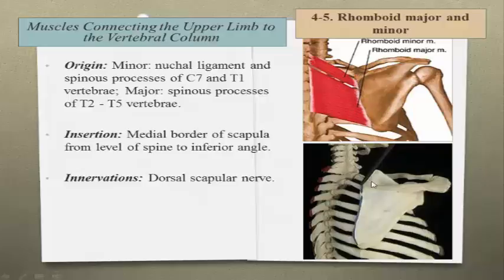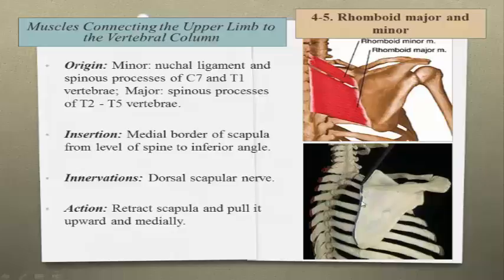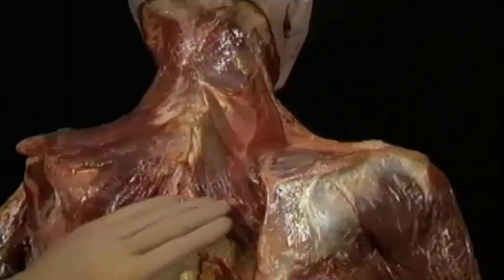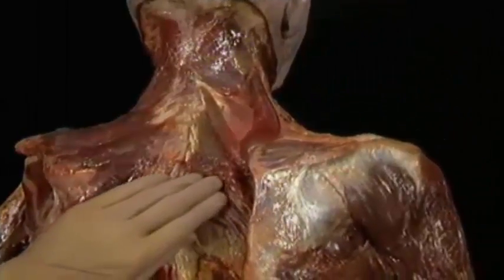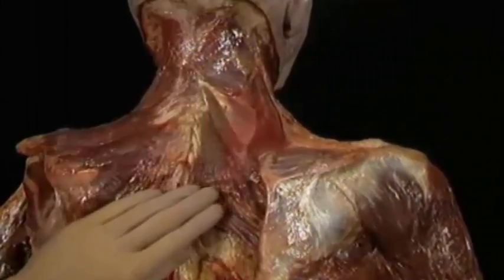You see the rhomboid minor inserts a little bit above, and the rhomboid major takes the lower part of the medial border of the scapula and inserts here. The dorsal scapular nerve supplies both muscles, and they have a double function. They retract the scapula and pull it a little bit upward and medially.